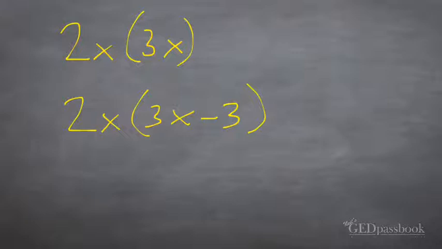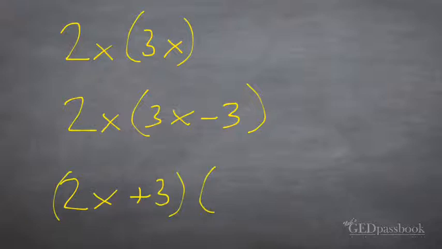We distribute. Then we turned it up a notch even more, and we did FOIL. All of this is multiplying polynomials in a variety of different ways, but still using the same math. Number times number, variable times variable. Keep it in mind that you're really just adding the exponents of the variables.